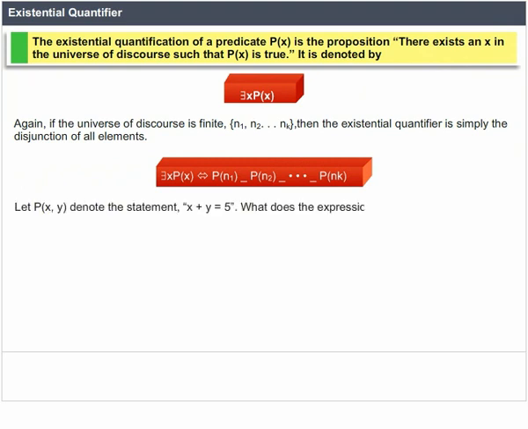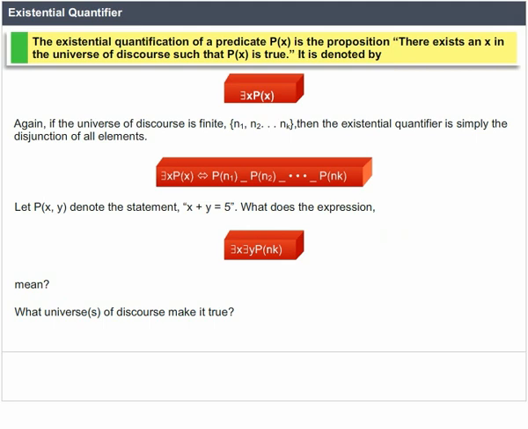Let P(x, y) denote the statement x + y = 5. What is the expression? There exists x, there exists y, P(x, y). What does this mean? What universe of discourse makes it true?